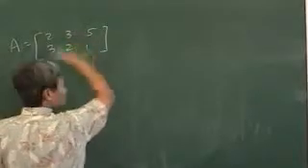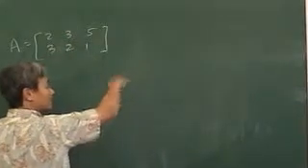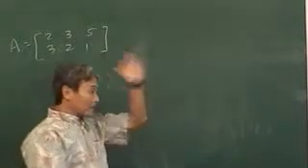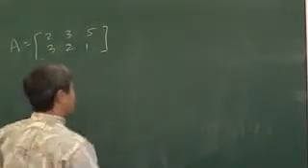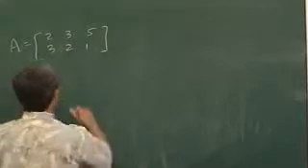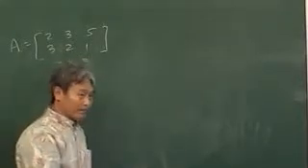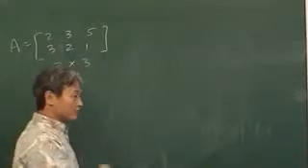Now, how many rows does this matrix have? 2. Rows go across. How many columns does it have? It has 3. Columns go up and down like the columns of a building, right? So if somebody were to ask you what are the dimensions of this matrix, you would say it's 2 by 3. You give the number of rows first and the number of columns second.